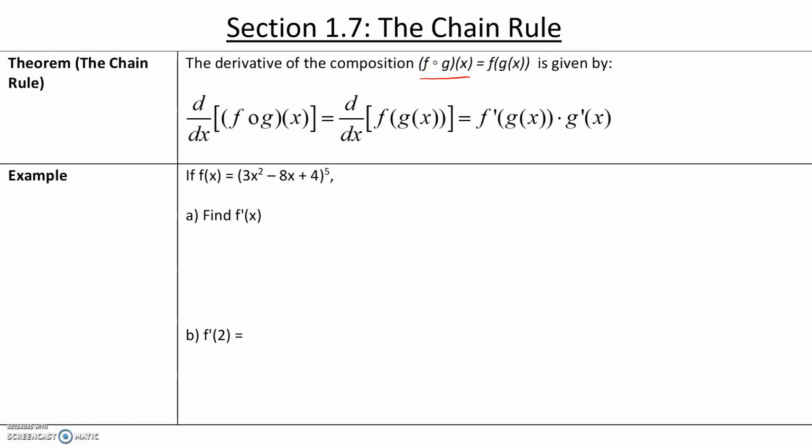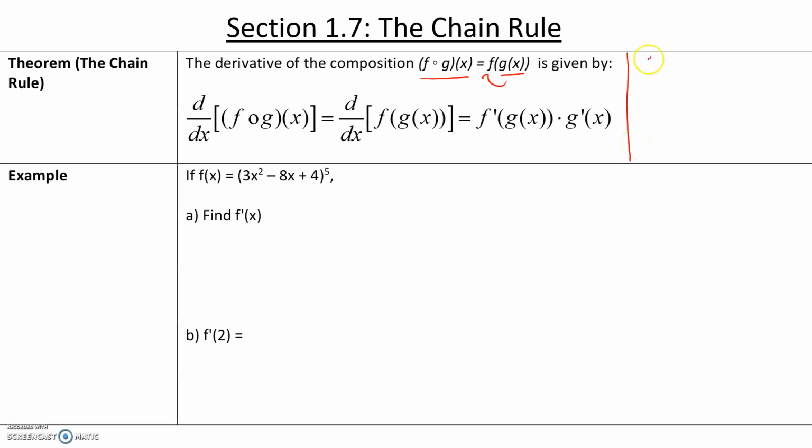The notation is f, the open circle, g of x, read as f composite g of x, which is equal to f of g of x. So basically, a function g of x becomes the input for a function f. G of x is the inner function, f is the outer function. Here's a quick example of that.